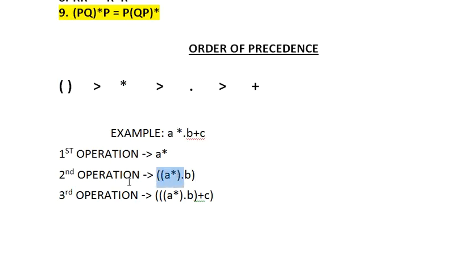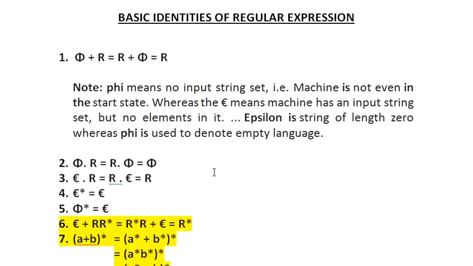then you can use the bracket to solve this, (a)* . b. This is the final one that I am showing, and based on brackets we will be solving this particular part, then we'll be solving this particular part, and then finally we'll be solving this particular part as per the order of precedence. So this is the introductory session where we have understood the basic identities of regular expression.